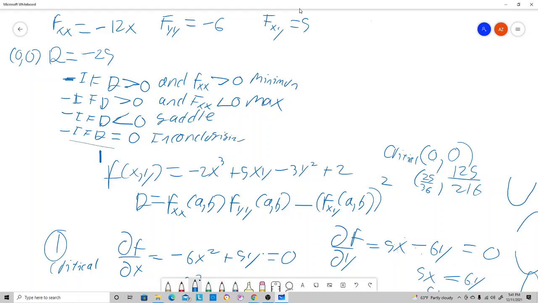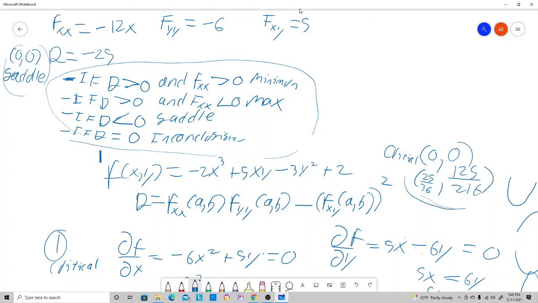So these are the rules. Let's look at (0, 0). We got a negative determinant. That means this is a saddle point. So we can write it here: this is saddle. Cool. Now remember, only signs matter. The actual value doesn't matter, as long as you can tell what's going to be positive and what's going to be negative. So now let's test out our second point, this weird fraction.